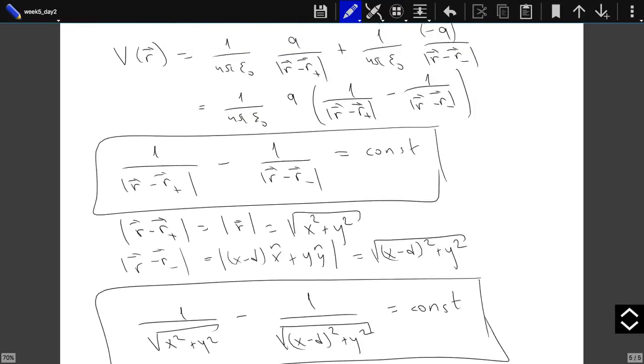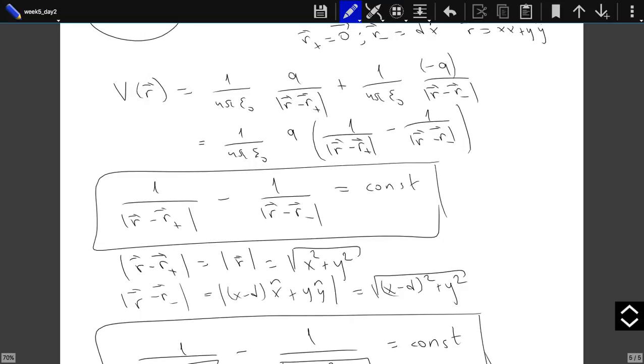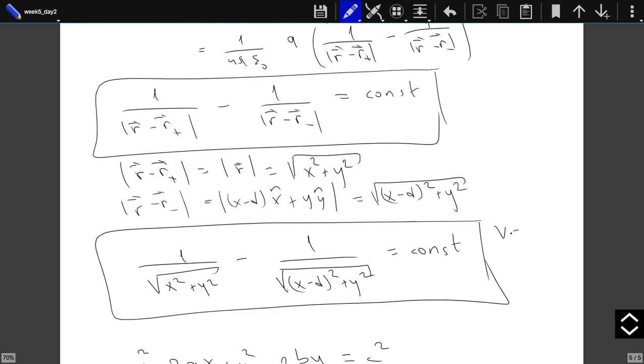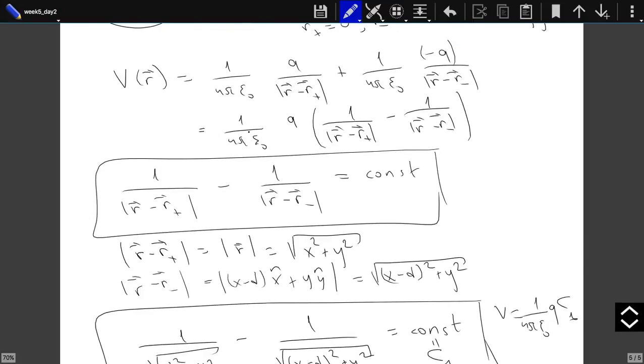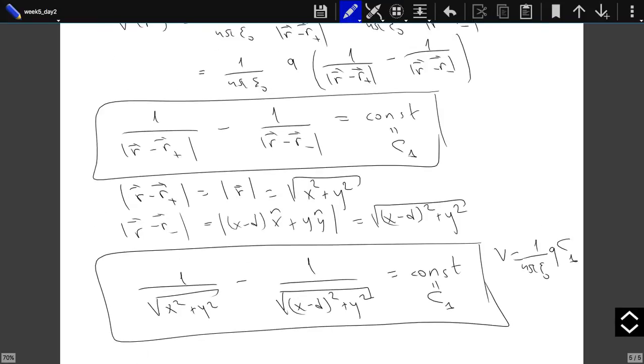Well, you see, what is that constant? Our potential is 1 over 4 pi epsilon 0 q times, well, let me give that a name, C1, because our potential is 1 over 4 pi epsilon 0 q times this difference. If I call that constant C1, my potential also changes, because this is the potential of my equipotential surface.